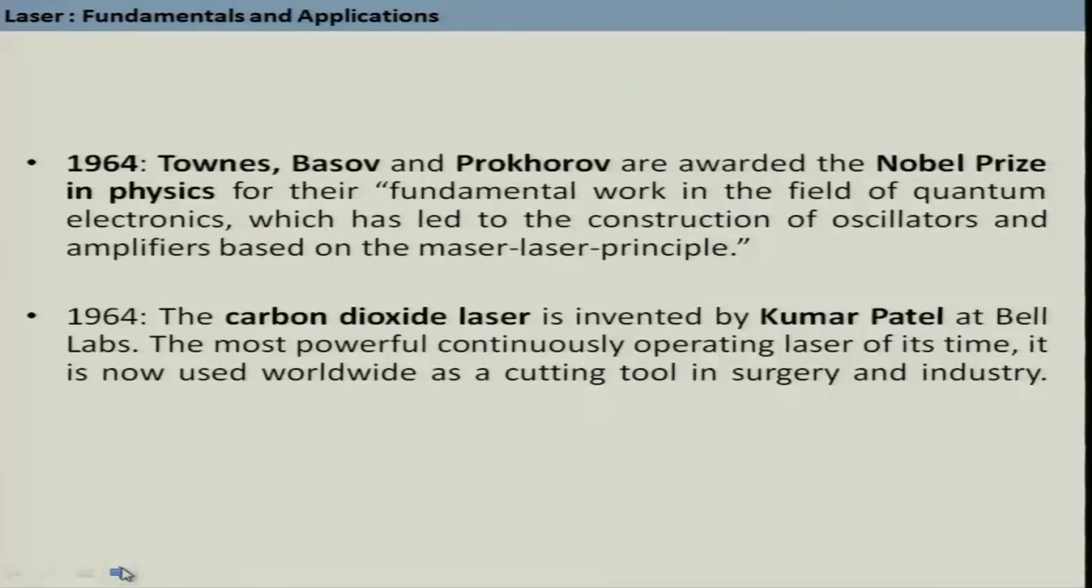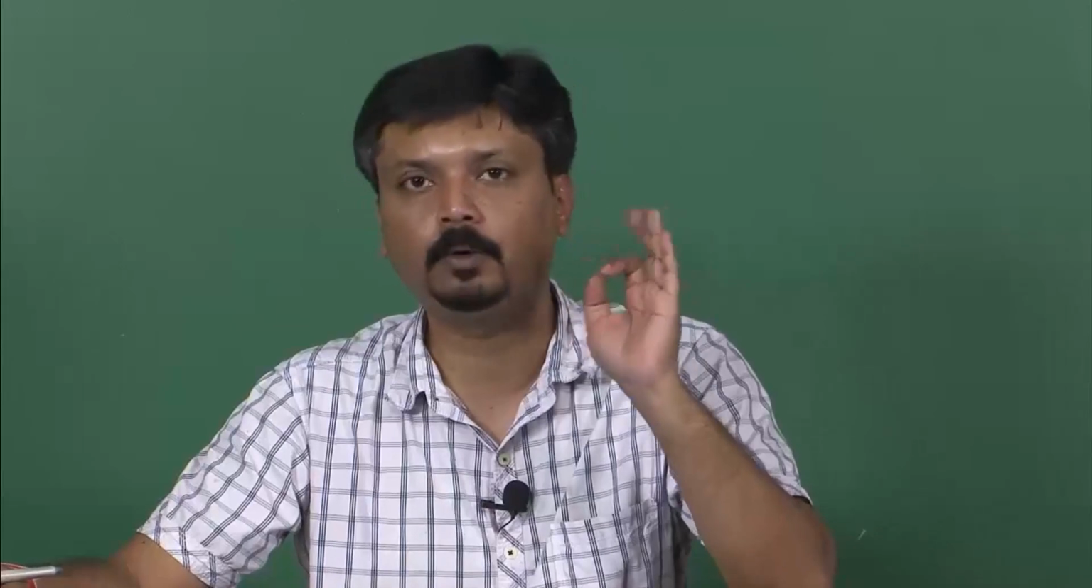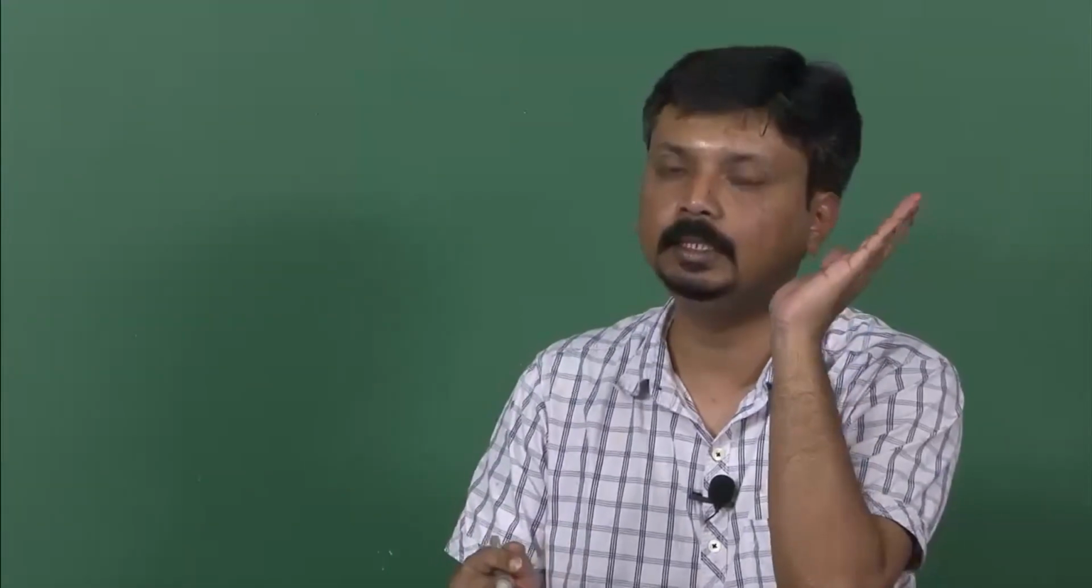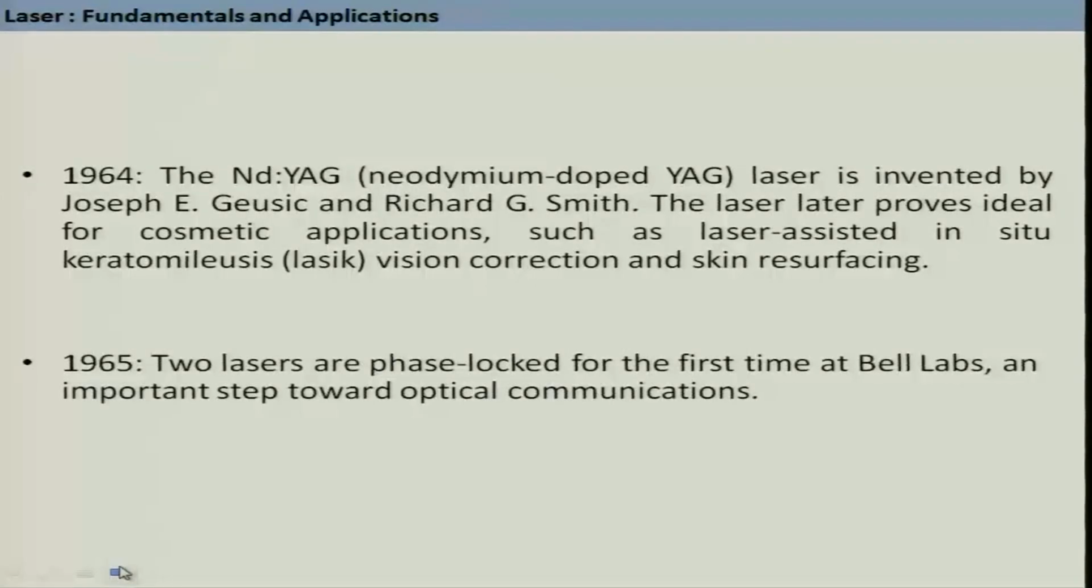The carbon dioxide laser was invented by Kumar Patel in 1964, which is one of the most important lasers for industrial applications. I talked about this: cutting, welding, peening, cladding, everything is basically done using carbon dioxide laser because it gives a huge power. The Nd:YAG laser came into the picture in 1964, and laser mode locking and phase locking was done in 1965.